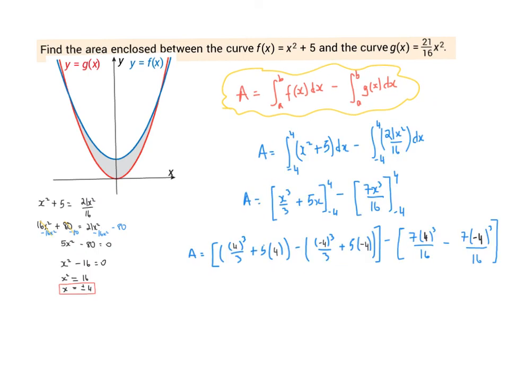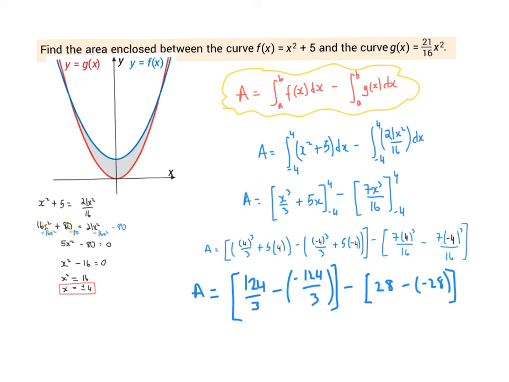Now that we have that substituted in, you can stick all of that into your calculator, or you can do it in parts. When you do, we should get A is equal to 80 over 3, or 26 and 2/3 units squared.